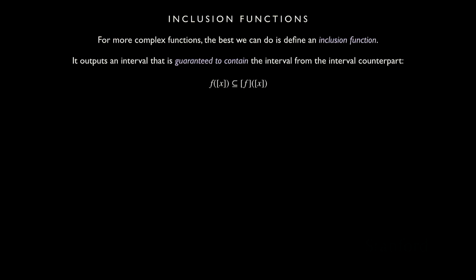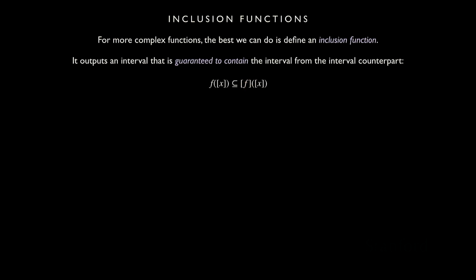So it's the same exact idea as an over-approximation, where this is the interval counterpart here, and we're just saying this interval counterpart is guaranteed to be a subset of the inclusion function. And we differentiate between an inclusion function and the interval counterpart by putting these brackets around the f for the inclusion function.